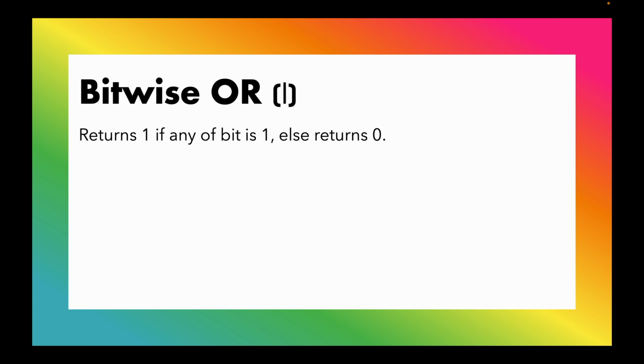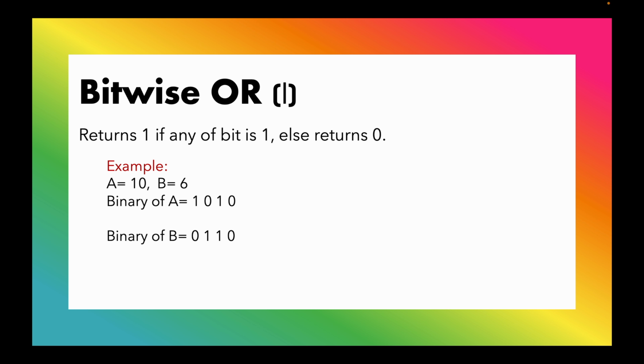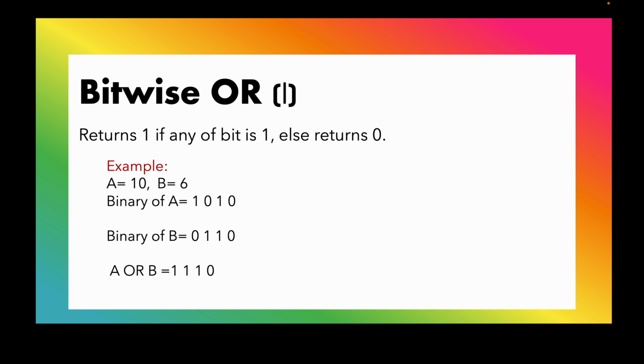Next we have the bitwise OR operator, and in this case it returns 1 if any of the bits is 1, else it returns 0. Let's see the example. A equals 10, B equals 6, and as earlier, the binary representation of A is 1010 and the binary representation of B is 0110, and A OR B equals 1110. That means if any of the bits is 1, then it gives the result 1, and the decimal value of 1110 is equal to 14.